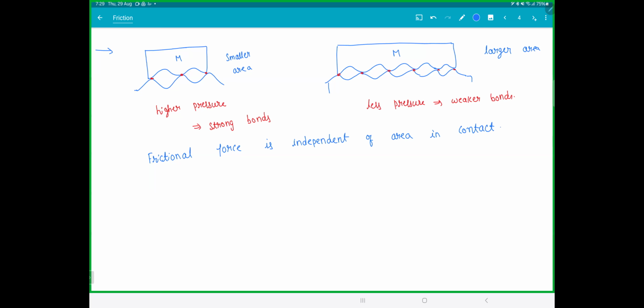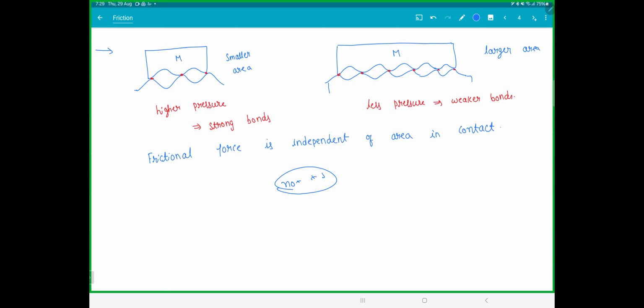Is that making sense? If you have a big area, you have more points of contact, agreed, but each point will have less pressure. So they are not that really close. Bond is weaker. If you have fewer points, you have more pressure, the bonds become stronger. So at the end of the day, the number of bonds times the strength of the bond, the product is constant.